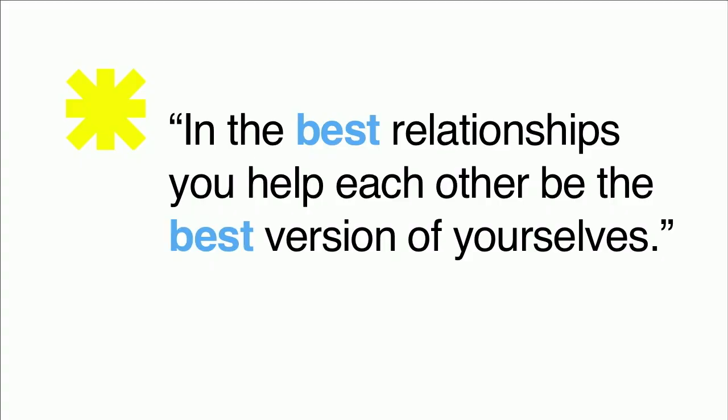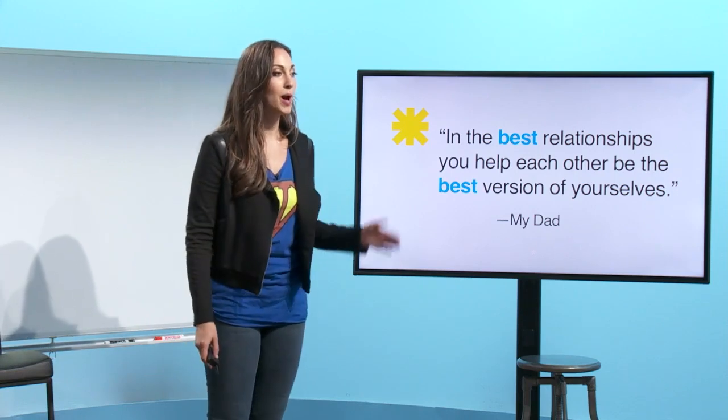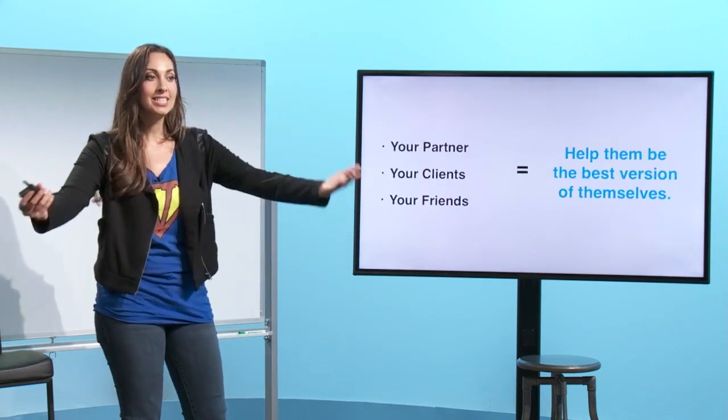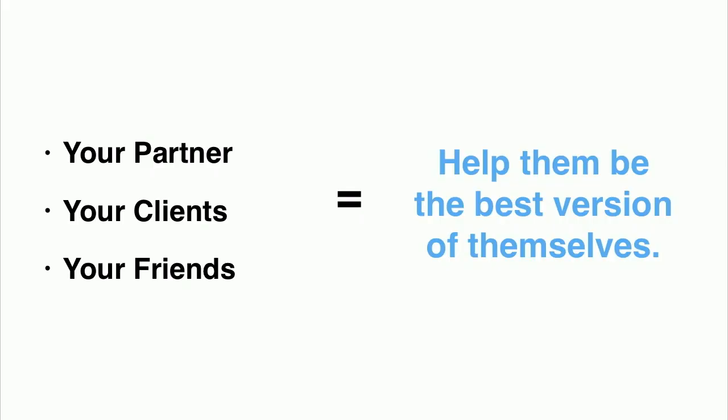I love this quote. In the best relationships, you help each other be the best version of yourselves. And this is from my dad. My dad always said this to us. He said, in relationships, you have to help the other person be their best self. And doing this, I want you to translate it to the people who matter most in your life. Today, we've been talking about our own personalities. I want you to go to your partner, your clients, and your friends and figure out how can you help them optimize their personality to meet their personal mission statement. So take it beyond you.